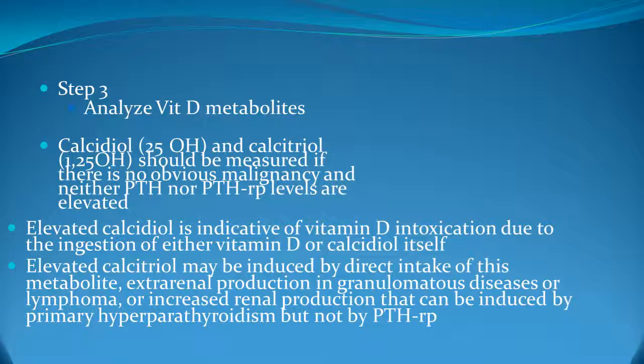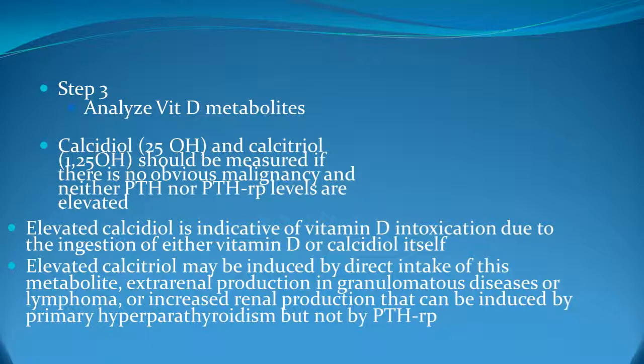Step number 3 is analyze the vitamin D metabolites. Calcidiol and calcitriol should be measured if there is no obvious malignancy and neither PTH nor PTH-RP levels are elevated. Elevated calcidiol is indicative of vitamin D intoxication due to the ingestion of either vitamin D or calcidiol itself.